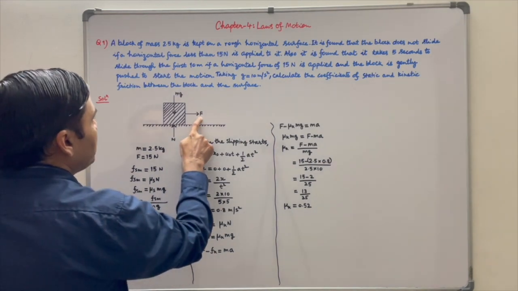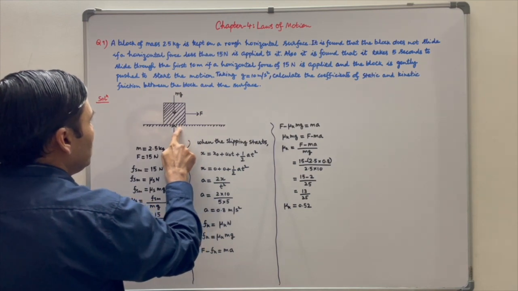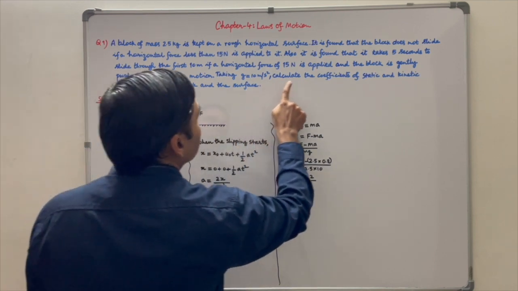When F is 15 Newton, this block starts sliding. So the friction will now be kinetic friction. So we can calculate its acceleration by this line.